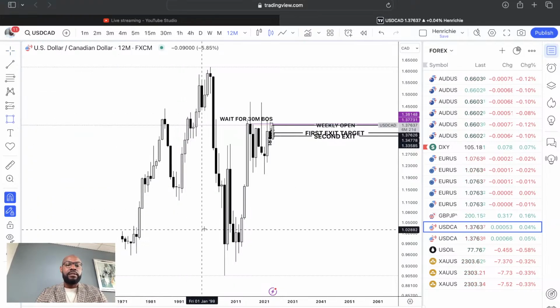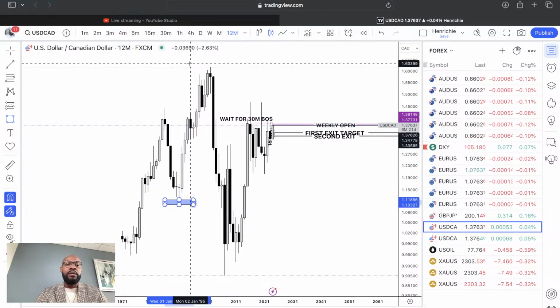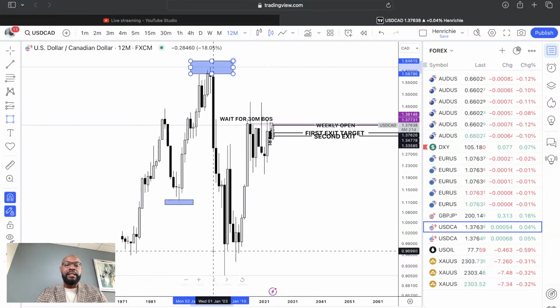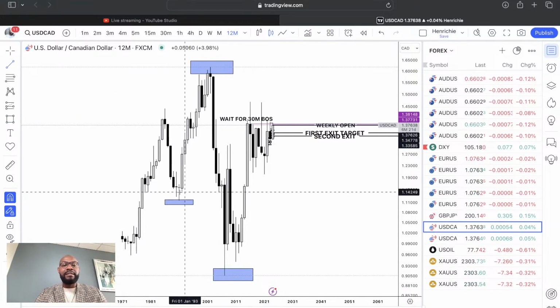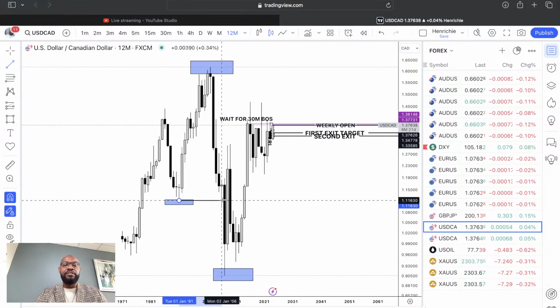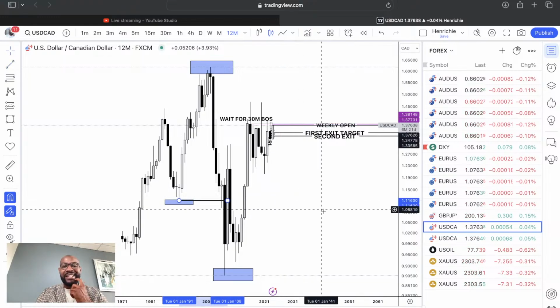Right here we'll have a low. Right here we'll have a high, and then right here we'll have a lower low. So that means this is giving me a telltale sign. This right here is a potential break of structure to the downside.